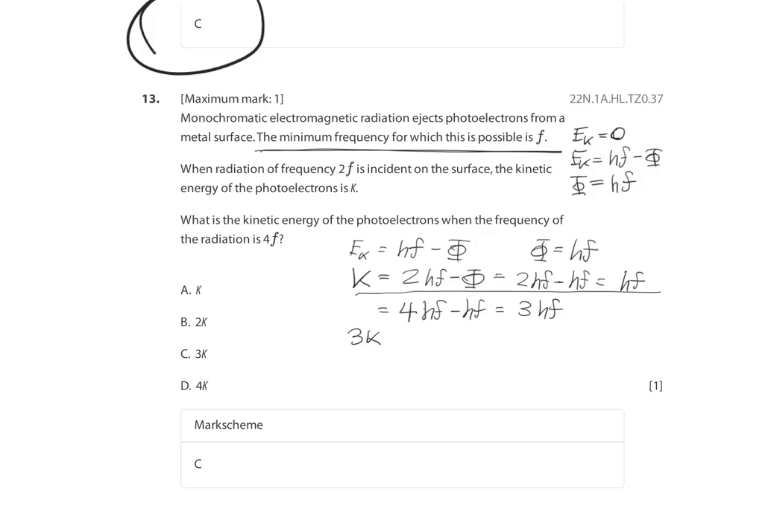And so when the frequency is 2F, I was like, well, what about when the frequency is 4F? So instead of 2, I put in 4, but the work function is still HF. So I have 4HF minus the work function, which gets me 3HF. So when the frequency is 2F, the kinetic energy is simply HF, but when the frequency is 4F, I get 3HF. So it's 3 times as much. So that'd be 3K, and that's choice C.